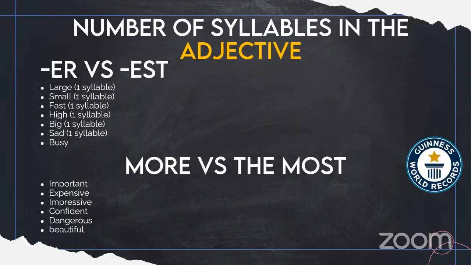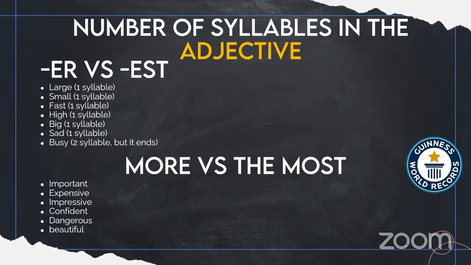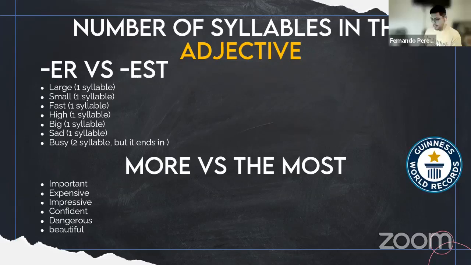Yes, busy is 2 syllables. But large ends the same? No, large is only 1. You see? But busy ends in Y. So when the word ends in Y, it is included in this category.